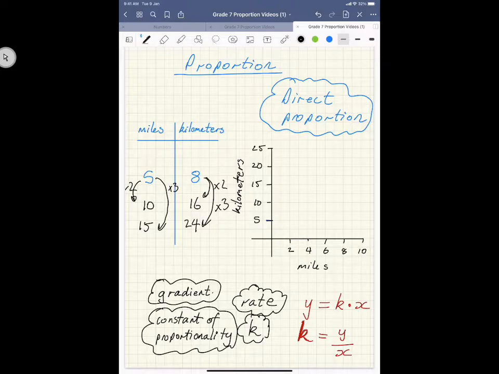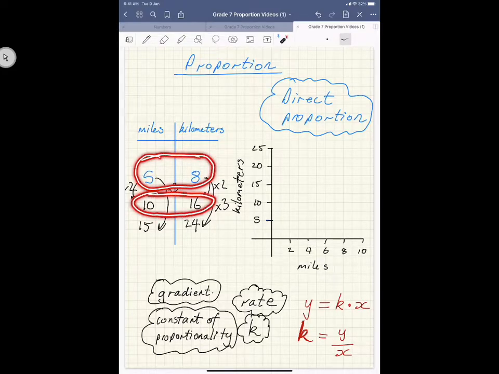So you can see that just doubling and tripling, the numbers actually stay in the same ratio. This ratio is 5 to 8, 5 miles to 8 kilometres. This is 10 to 16, which simplifies back down to 5 to 8. This is 15 to 24, which simplifies as a ratio back down to 5 to 8.